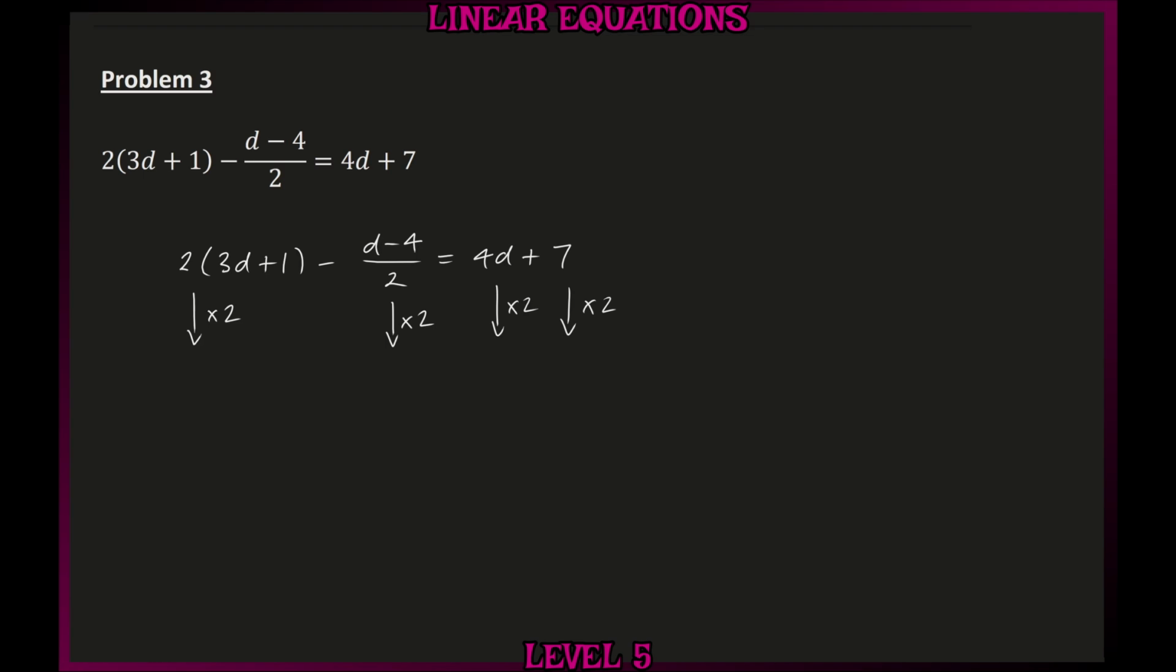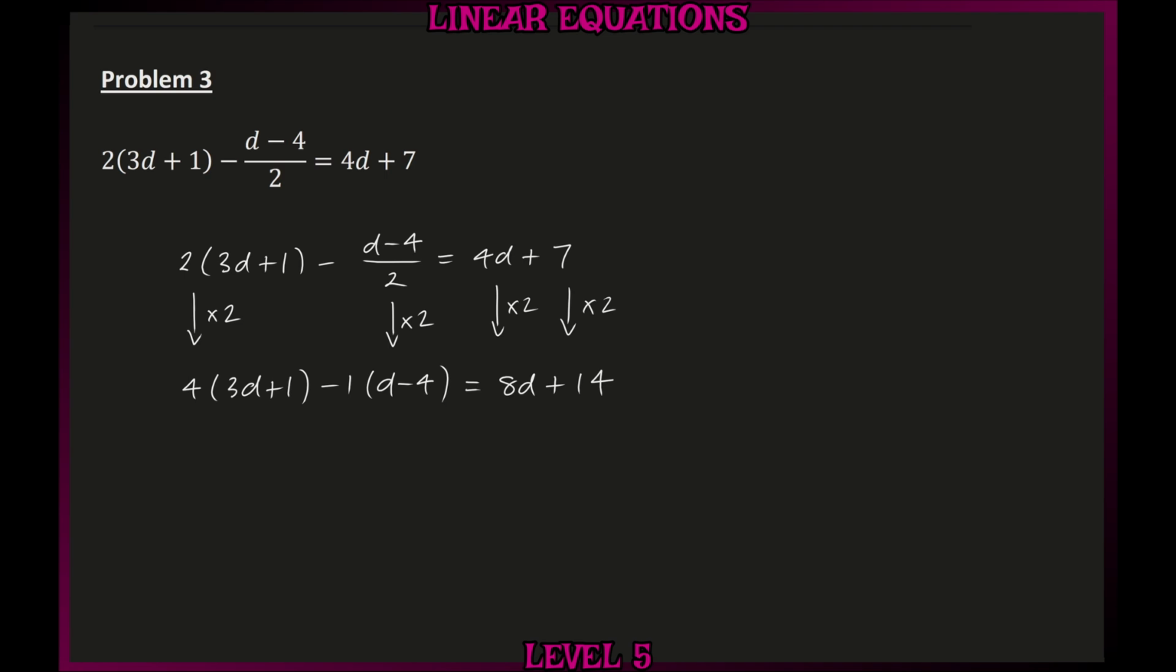So starting on the left, we have 2 times 2 is 4, multiplied by 3d plus 1, minus, now the divide by 2 and the times by 2 cancel out, but this minus or minus 1 is still multiplying all of d minus 4. So we need to make sure that we have that in brackets. On the right, 4d times 2 is 8d, and 7 times 2 gives us plus 14.